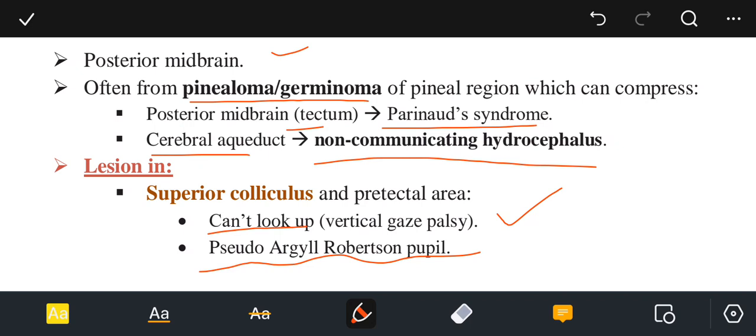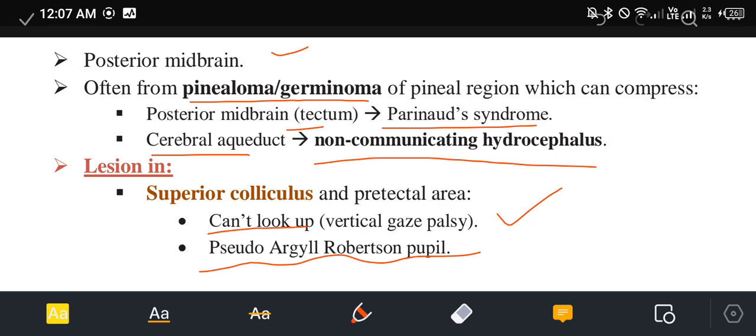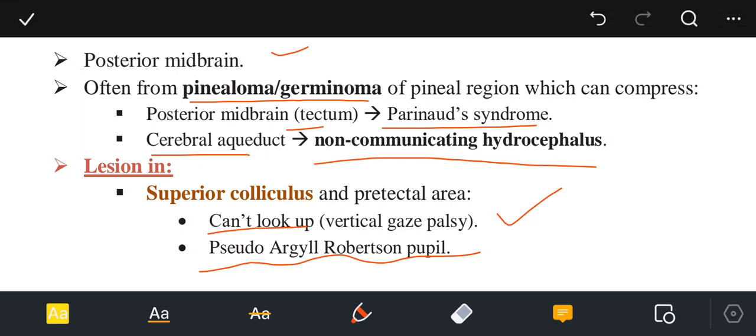Argyll-Robertson pupil is a very characteristic finding of syphilis, in which the pupils respond to the accommodation reflex. Pupils have an intact accommodation reflex, but the light reflex is gone, and a similar finding, a pseudo-Argyll-Robertson pupil, can also be seen in Parinaud syndrome.